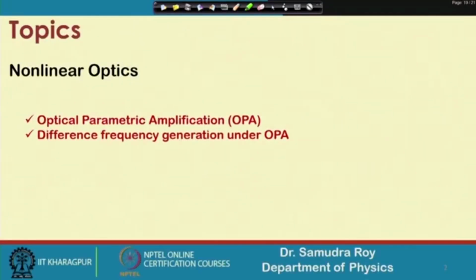So, today it is class number 35. And today's topic is optical parametric amplification. We will continue with that, and we will study a special case, difference frequency generation, under optical parametric amplification.